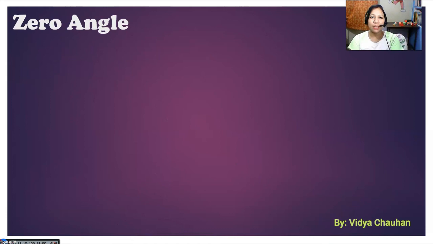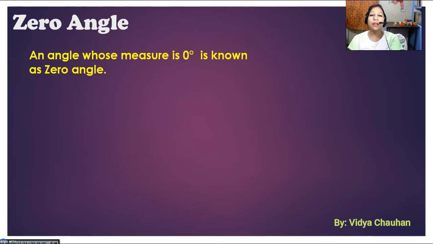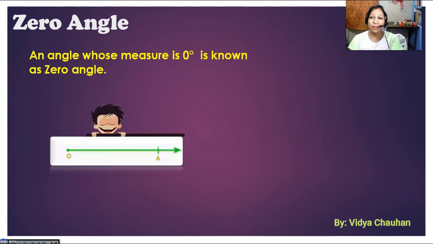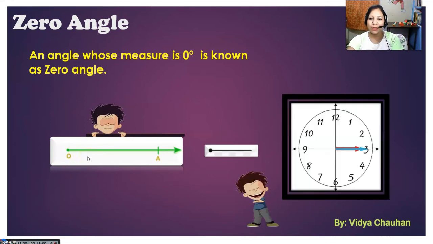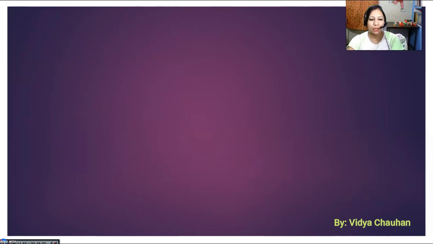Moving forward with the next type of angle, which is the zero angle. So what is a zero angle? An angle whose measure is 0 degrees. That means it has not even started. When we draw a single ray and have not done any measurement, then it is called a 0 degree angle. The best example is when our clock needles are stuck. Maybe the clock is not working and both the needles are stuck at the same point. They are not moving, they are not covering any angle. That means the angle formed is 0 degrees.